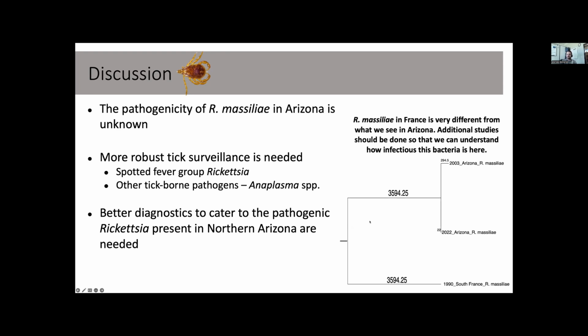In addition to this, we want to perform more robust tick surveillance to identify what other spotted fever group Rickettsia are within northern Arizona, as well as try to understand more about Rickettsia bacilliae to figure out what transmission cycle is occurring. Is it the same as Rickettsia rickettsii, or is it different in any way? As well as other tick-borne pathogens such as anaplasmosis or ehrlichiosis and some others.